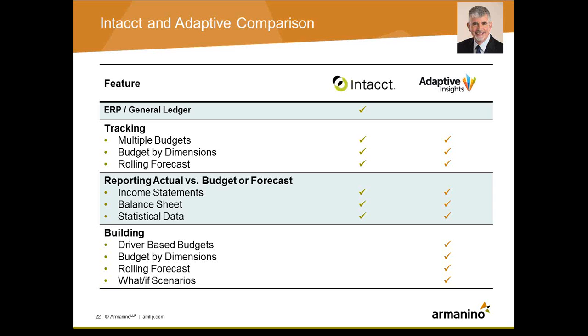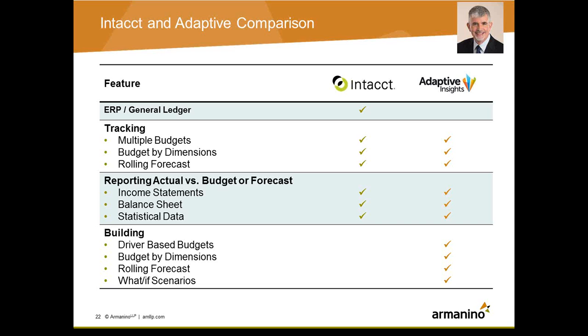And of course, Adaptive is where you'd actually build your driver-based budgets, with the ability to have assumptions and use those to drive budgets. We can budget by dimension. All those dimensions you've got in Intacct, we can bring into Adaptive. All the dimensions we're budgeting in Adaptive, you can bring back to Intacct. It's where you're going to create your rolling forecasts in Adaptive. That's where all the detail is. That's where the assumptions are, the underlying scenarios.